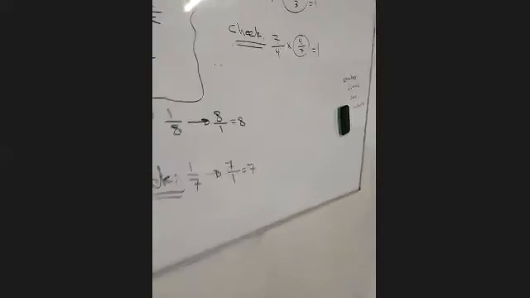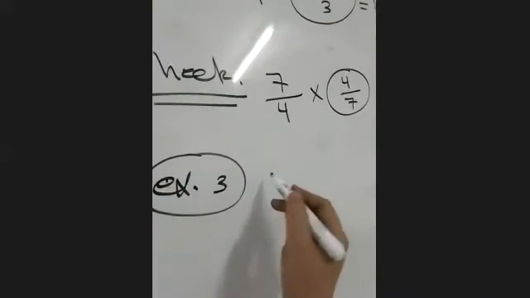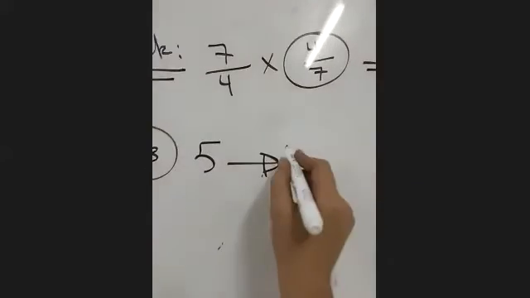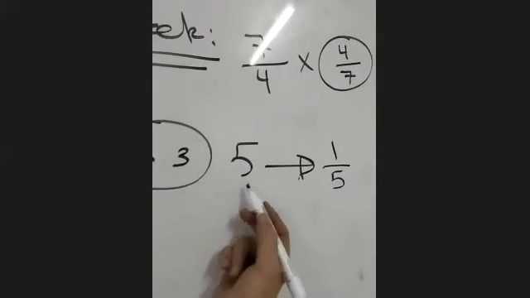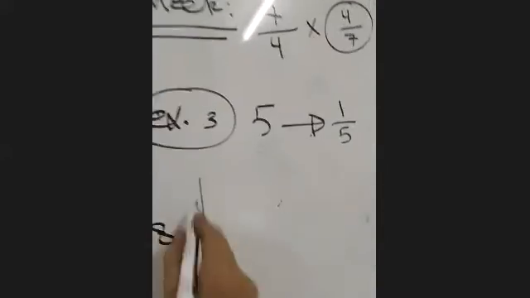We have example number 3. Find the reciprocal of 5. They want the reciprocal of 5. What is the reciprocal of 5? It is 1 over 5. Why 1 over 5? Because this 5 is already 5 over 1, right? Now, under this example, we have check.